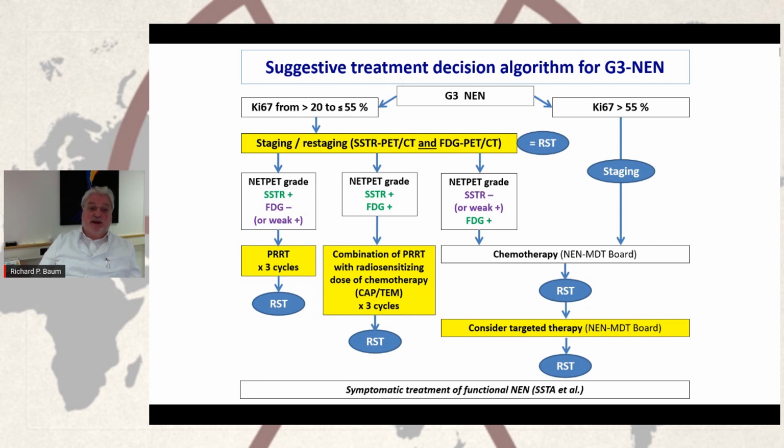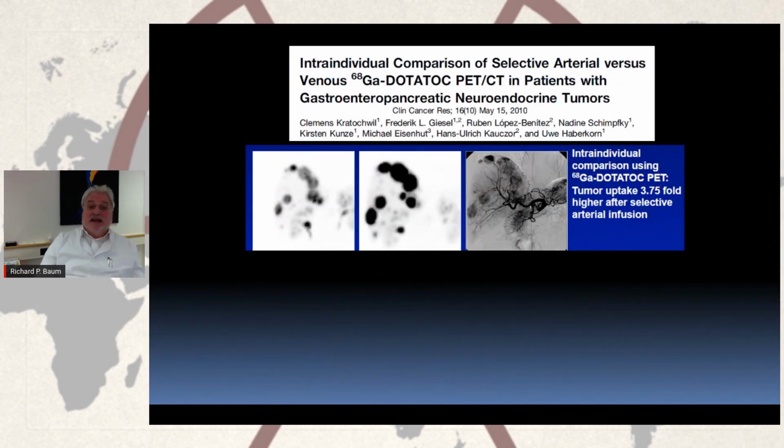And if the Ki-67 is between 20 and 55%, you should do staging with FDG PET-CT and somatostatin receptor PET-CT. And depending on the results, if you have somatostatin receptor positive metastases, you do PRRT in the patient, and if you have both FDG and somatostatin receptor PET positive, you probably start with CAP-TEM and then follow by PRRT and then do restaging again.